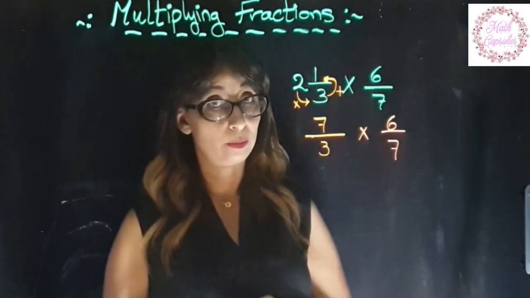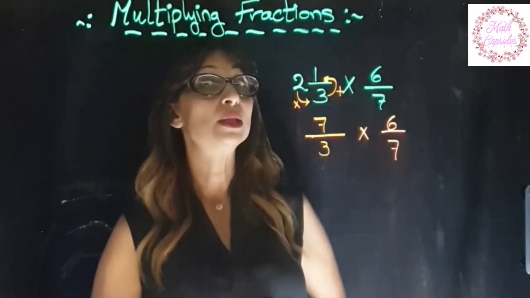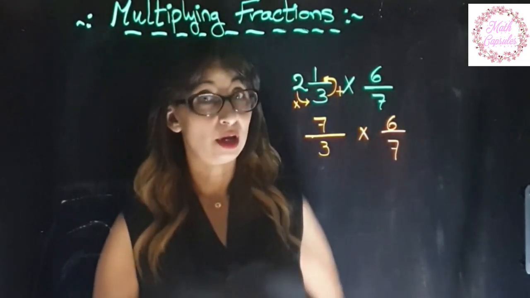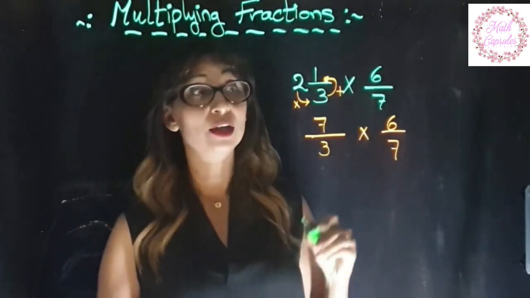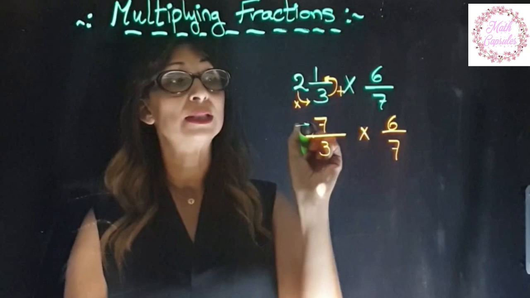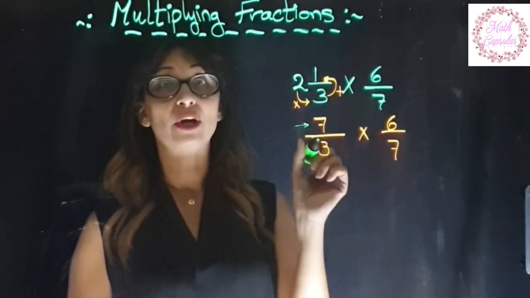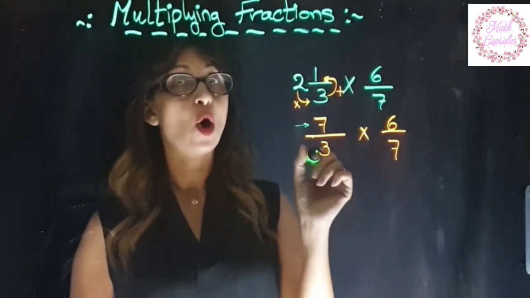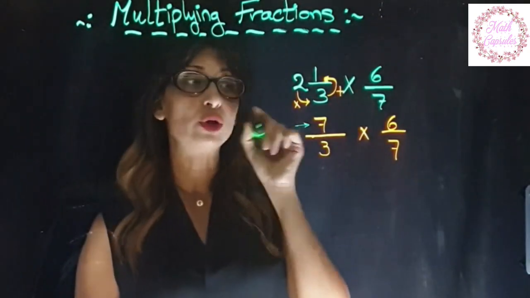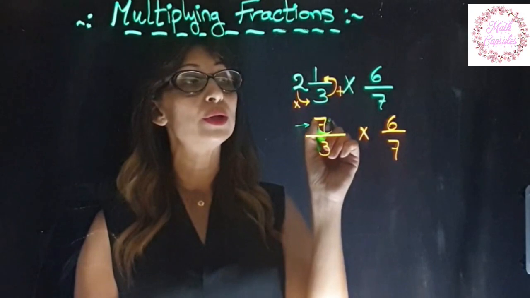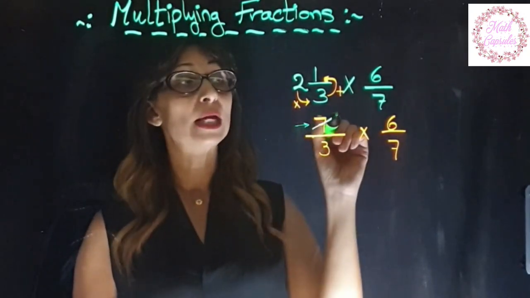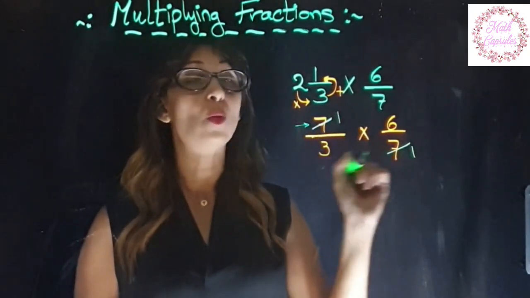Again, remember my way. I told you simplify before you multiply. Remember this. Simplify before you multiply, if you can. So, if I have the numerator 7, do I have any common factor between 7 and 3 or 7 and 7? Of course, between 7 and 7, I have common factor 7, so I divide both by 7 to get here 1 and here also 1.